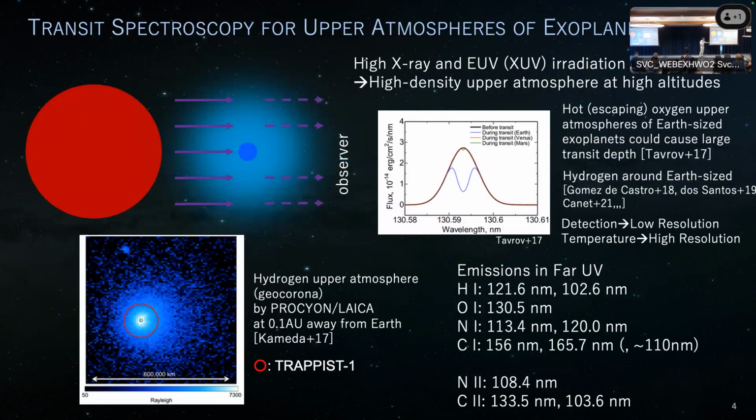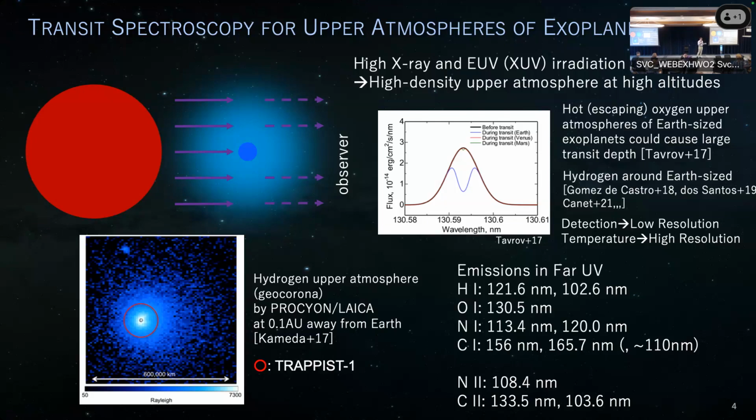This is an image of the geocorona. The geocorona is mainly composed of the hydrogen emission around the Earth. You can see that this black circle shows the size of the Earth. It is very small, but actually the upper atmosphere is very widely extended around this small planet. As a reference, I put the red circle, which shows the size of TRAPPIST-1, an example of a host star. So in that sense, the upper atmosphere is not so small.